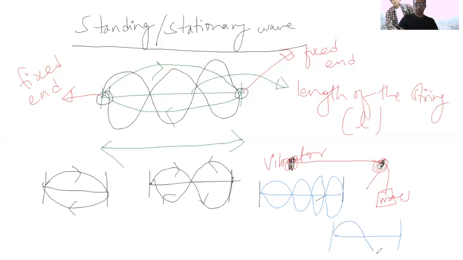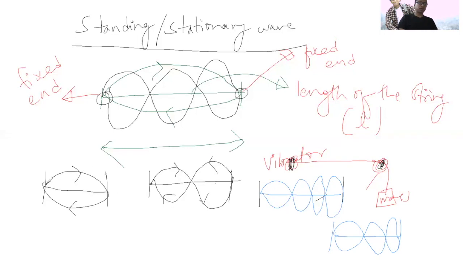One, two, and three, right? Three segmented waves. So depending on the conditions, we can have different segments of the wave in a fixed length of a string. So let's go to the definition of the standing wave.